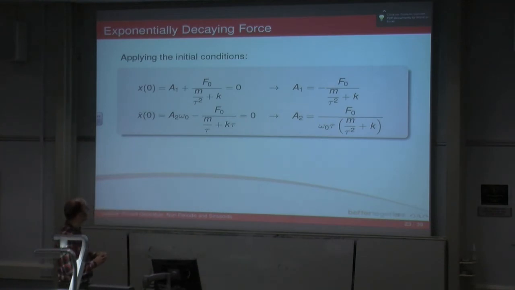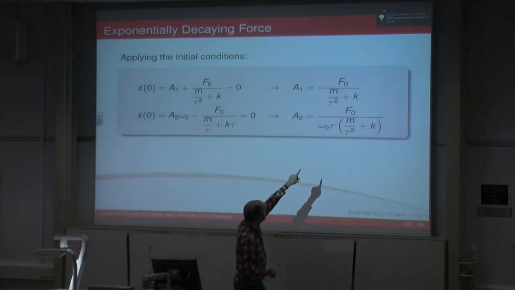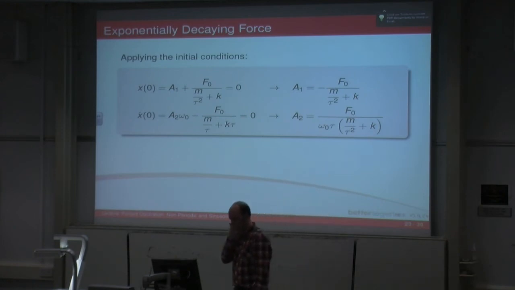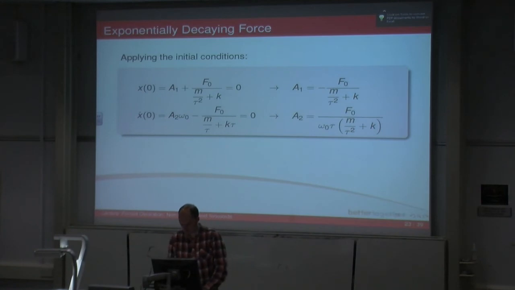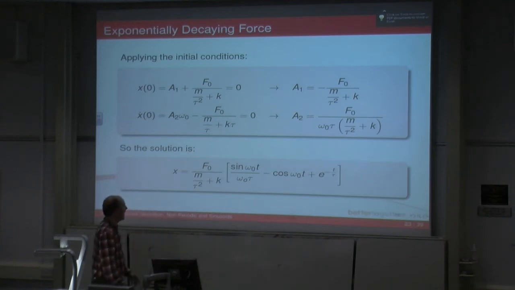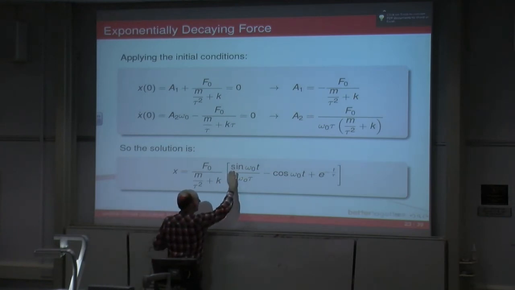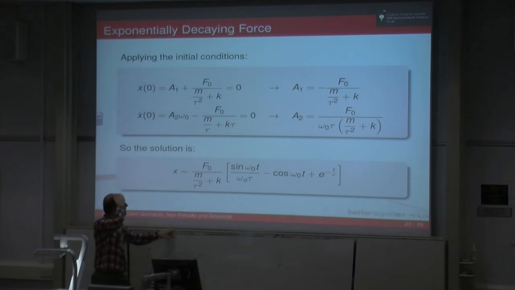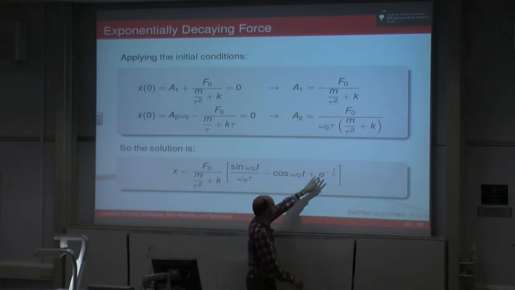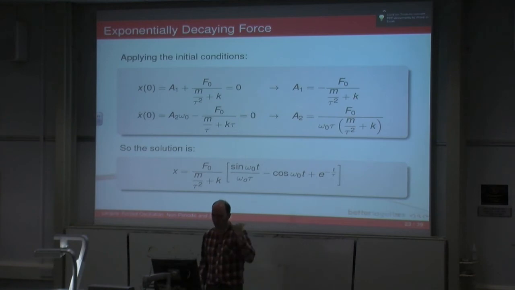And then A2 is the same thing, except we've got an omega tau times that quantity, 1 over omega tau. And so we can stick that into the solution. A2, remember, was sine omega naught t. And then A1 was minus that. And then obviously you've got that times that as the x particular integral bit. So that's the solution for the decaying exponential.